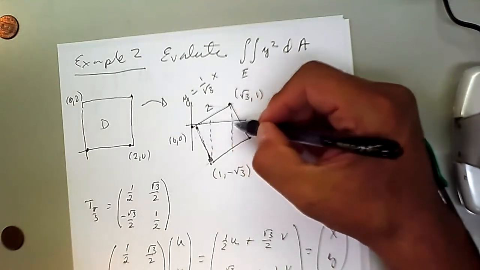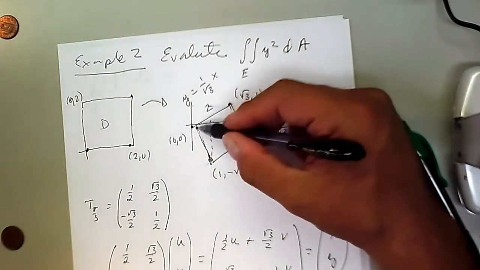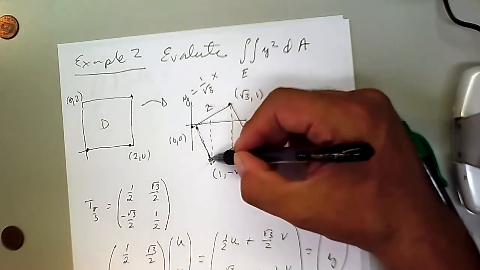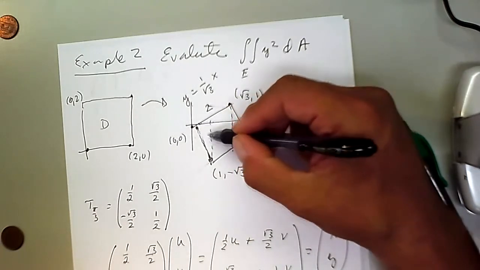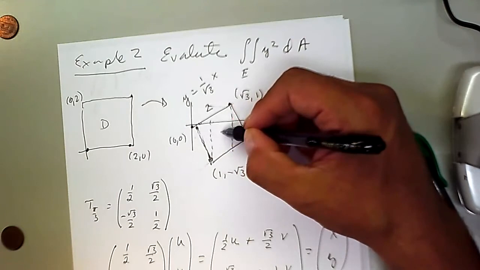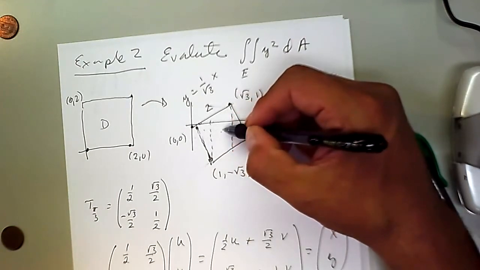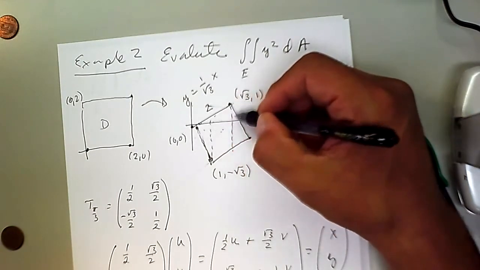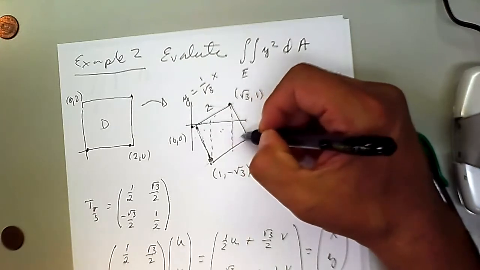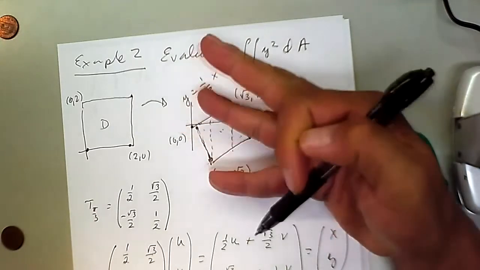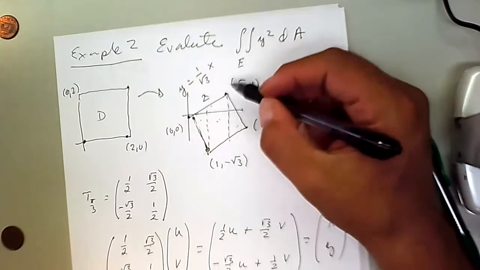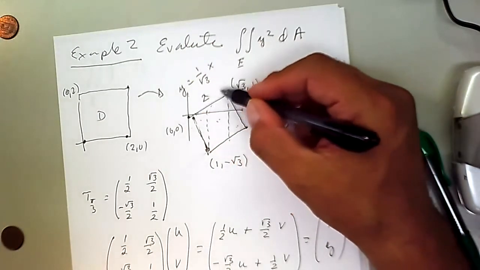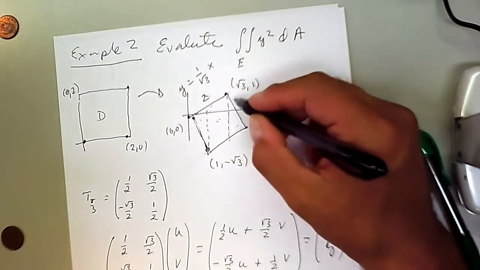And we will have to split this consequently into 3 integrals, because either this boundary is different as we transition from this region into that region, from this region into this region, or this boundary is different as we transition from this region to this region. So invariably, we have to have 3 integrals. On top of that, we have to find the equations of the boundaries themselves.